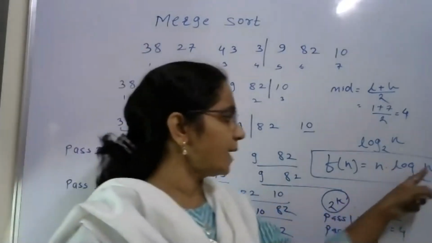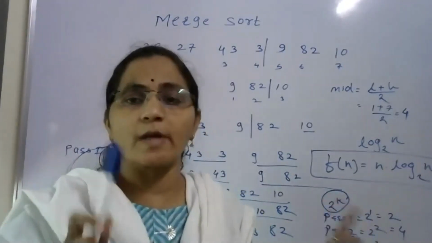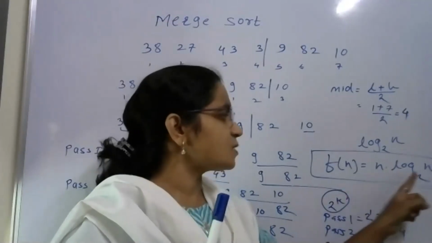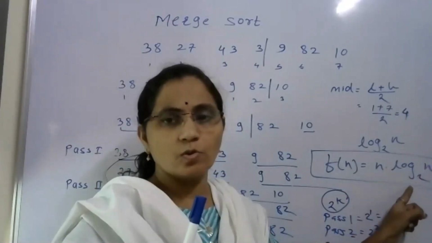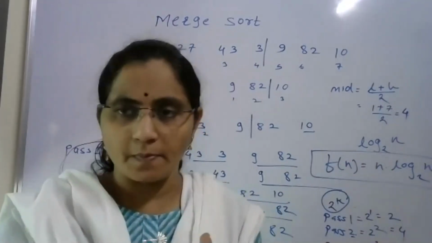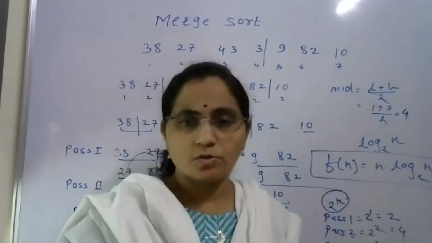Why is it log n to the base 2? Because each pass consists of 2 raised to k elements, and 2 raised to k means log n to the base 2. And in every pass we have to make n comparisons. So n into log n to the base 2.